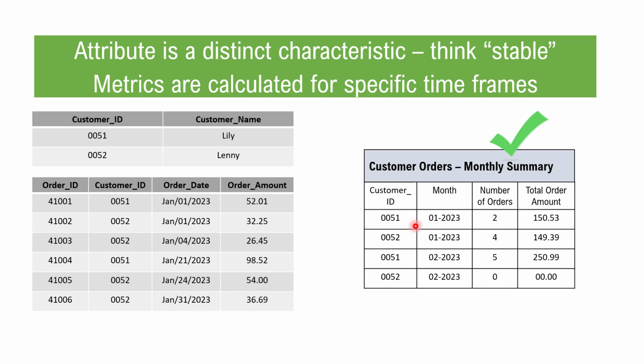And you can see here, Lily had 2 orders in January. And Lenny had 4 orders in January. And then Lily had 5 orders in February, and Lenny had 0, and here are the amounts. So these metrics make much more sense when they're part of our descriptive diagnostic analytics dashboards, part of the business analytics. They are not really part of the data entity itself because it's fluid, it changes with time, and it requires a lot of different definitions and explanation of what it means.